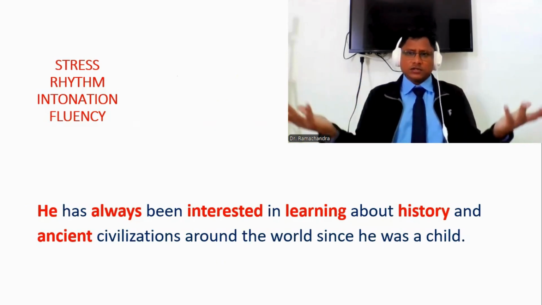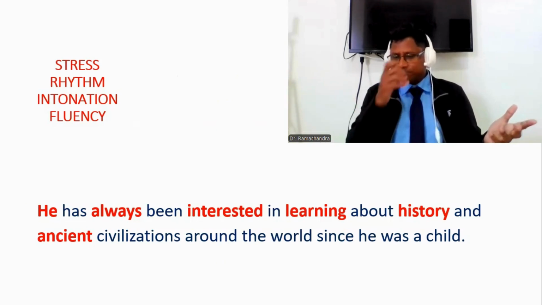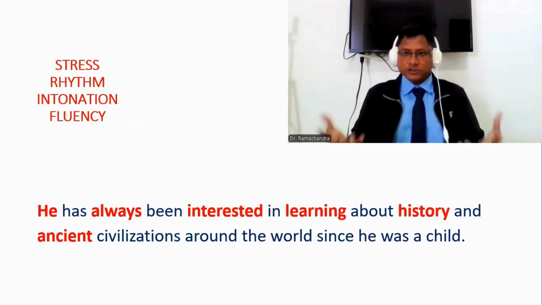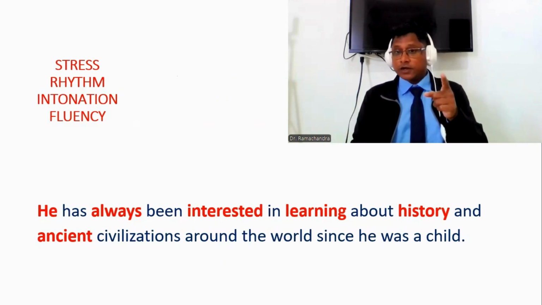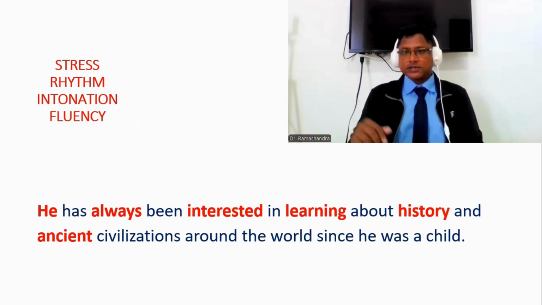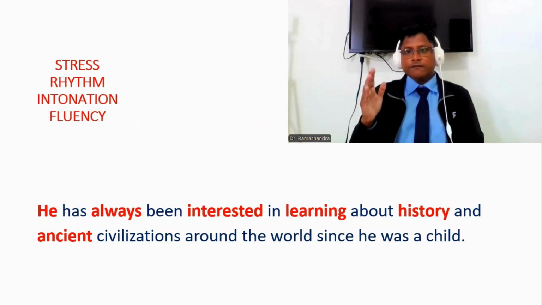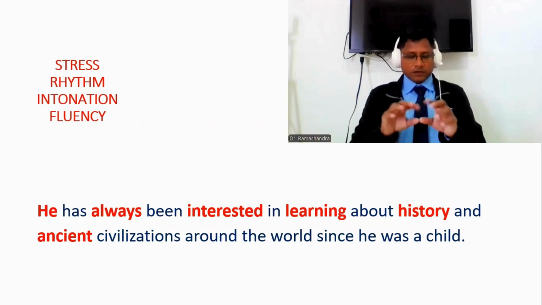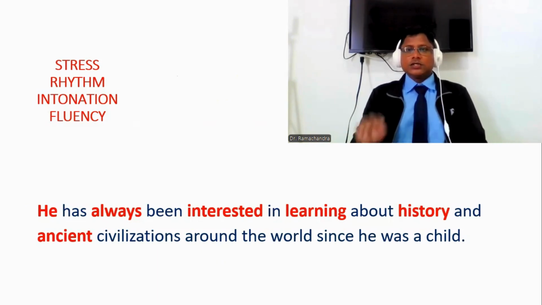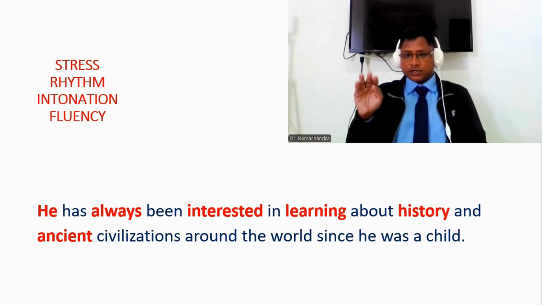Like this, according to the person, according to the native speaker's practice and the level of speed, the stress and rhythm and intonation. Because we don't follow stress and rhythm and intonation, we never practice, we never master them. That's why we break them into pieces. But if you practice these three aspects, you can get perfect fluency of English. This one, look at that. He's always been interested in learning about history and ancient civilizations since he was a child.